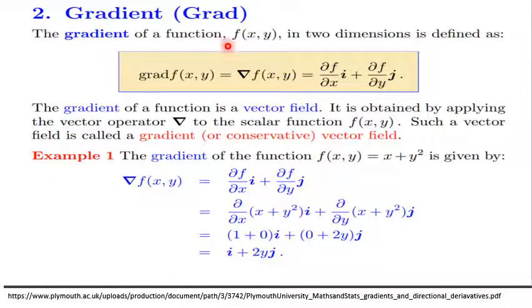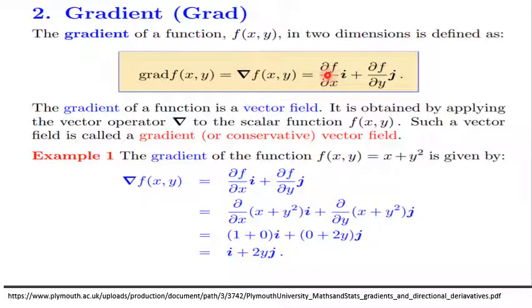The gradient is a function, and f(x, y) in two dimensions is defined such that the gradient of any function is delta f. There is no dot product, no cross product. It is a simple multiplication.